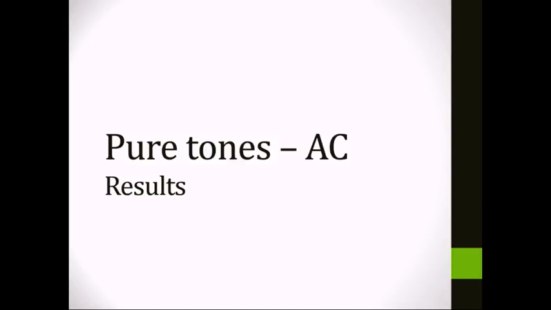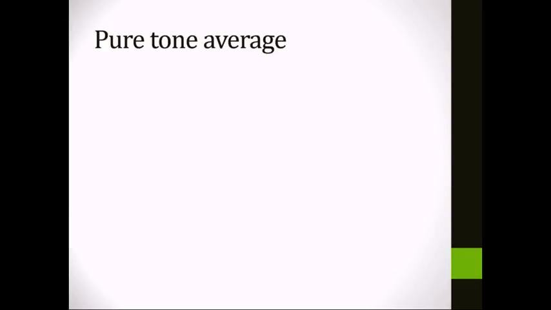Okay, so let's assume you have proficiently and quickly done all the air conduction testing at all the thresholds you needed to and charted the results on the audiogram. What do they mean? How do we classify them? So the first thing you're going to look for is pure tone average.